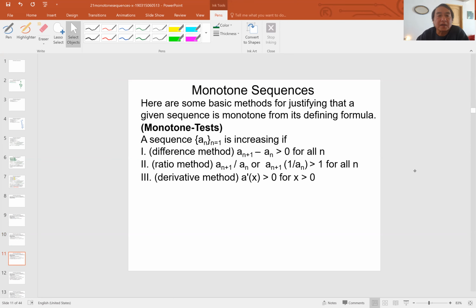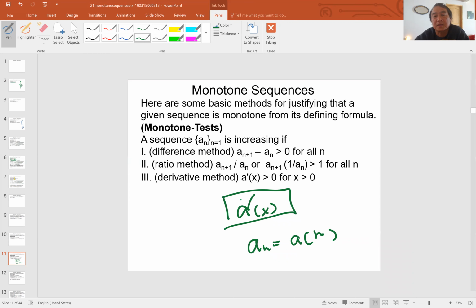And then there's a derivative test. If I know the formula that defines the sequence, let's call that formula a(x), and a_n is evaluating a at n. I take the derivative of this function, a'(x). If it's positive, it means the slope is positive, the function curve is climbing, going up. And the sequence, of course, has to follow that. As n gets bigger, it gets dragged upward and keeps going bigger and bigger.